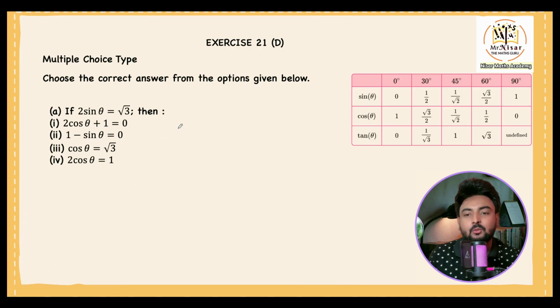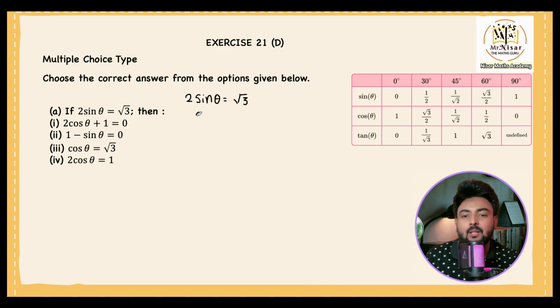So the first question we have is 2 sine theta is equal to root 3, and 4 options are given to us. What I'll do, children, first of all, I'll write the question. It's given that 2 sine theta is equal to root 3. That 2 is in multiplication; if it goes to the other side, it goes in division. So it becomes sine theta is equal to root 3 by 2. Which value of sine becomes root 3 by 2? Yes, it's 60. So here the value of theta is 60 degree.